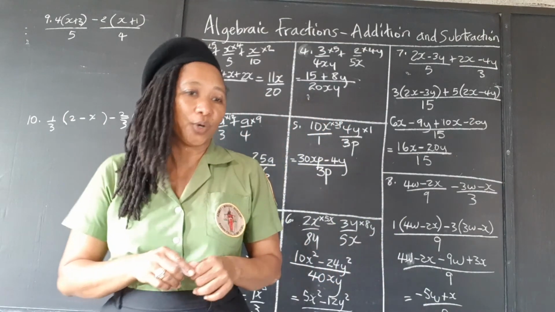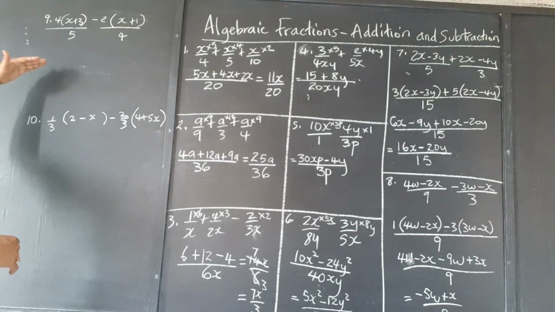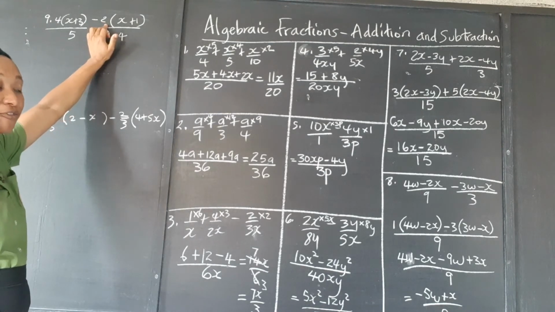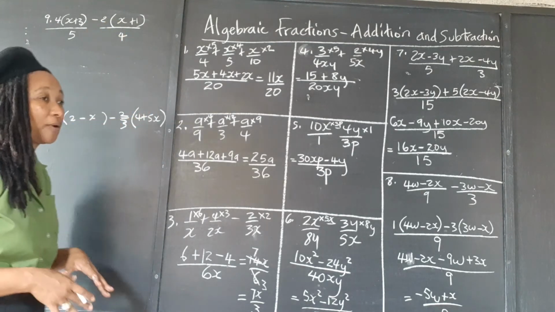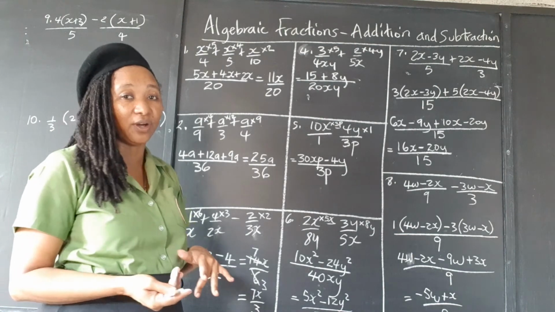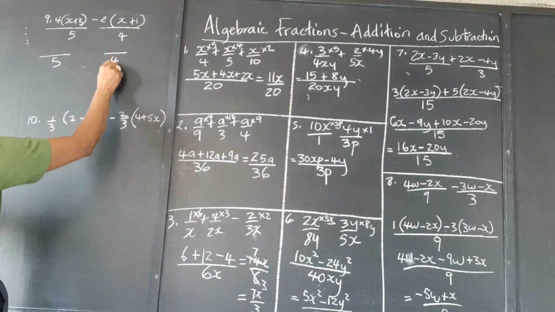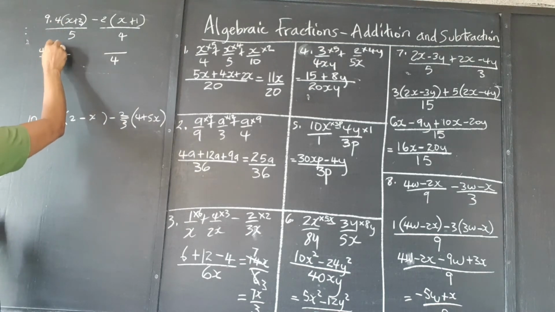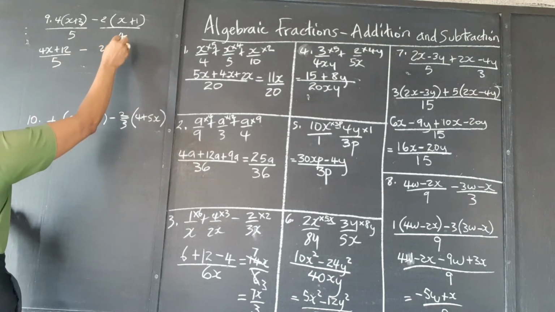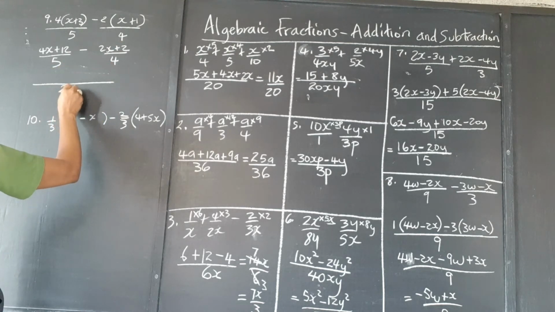Alright, so now we look at our last two. Again, a little bit more complicated because this time we have a term in front of the bracket. What we're going to do, we're going to expand that first using the distributive law, and then we continue as usual. So let's write back our 5 and 4. 4 times x, that's 4x. 4 times 3, that's 12. 2 times x, 2x. 2 times 1, 2. Now we find the LCM of 5 and 4, which is 20.